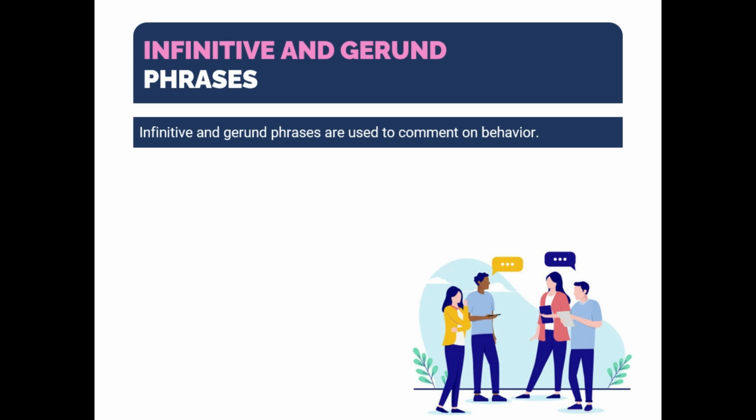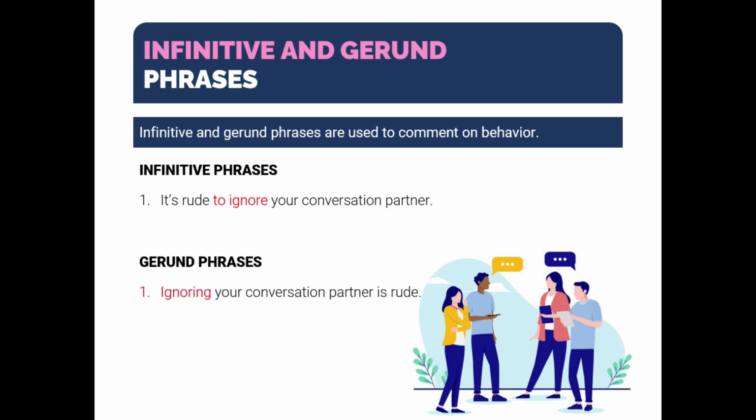Let's dive in. Let's take a look at these sentences. Number 1, it is rude to ignore your conversation partner. Well, since it is considered rude, we shouldn't do it. Now we can say the same thing using a gerund: ignoring your conversation partner is rude. We just transform our infinitive verb into a gerund, from to ignore to ignoring. Notice the changes in the word order.